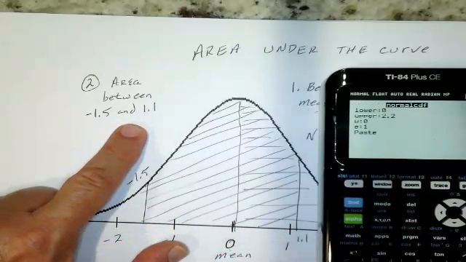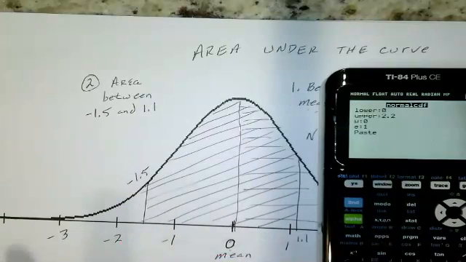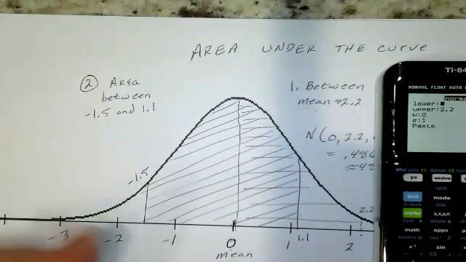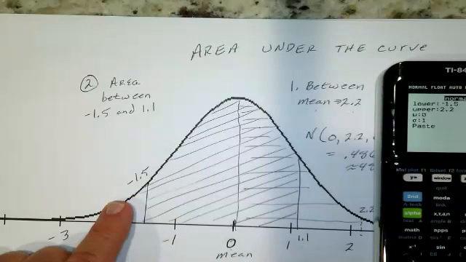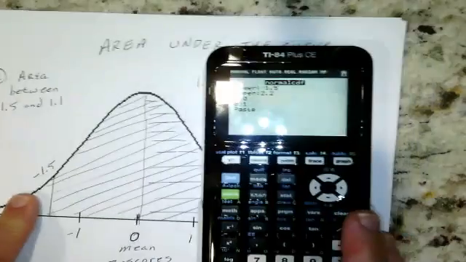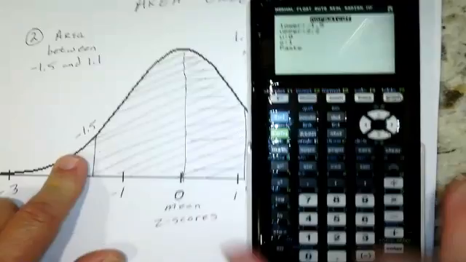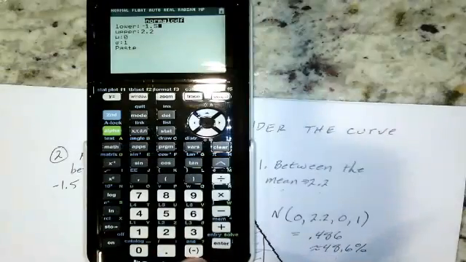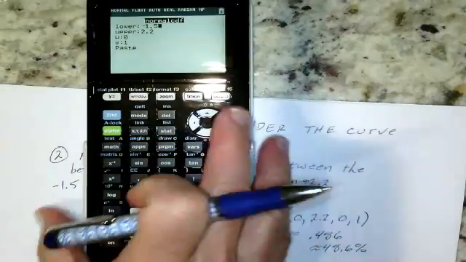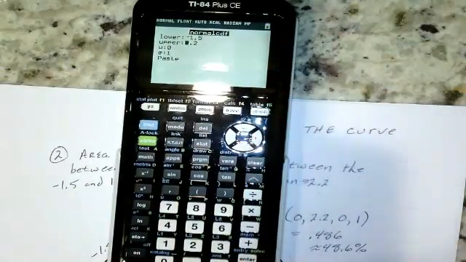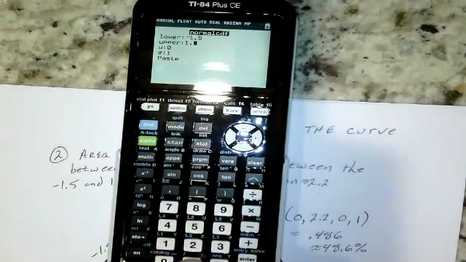So again, we're using the normal CDF. Now, what is my farthest left value of my range here? My range is from negative 1.5 to 1.1. So my lower number, farthest to the left, is negative 1.5. Make sure you hit negative, not minus, when you're putting in a negative value. So I enter negative 1.5, enter. And if you remember, my other number was 1.1.